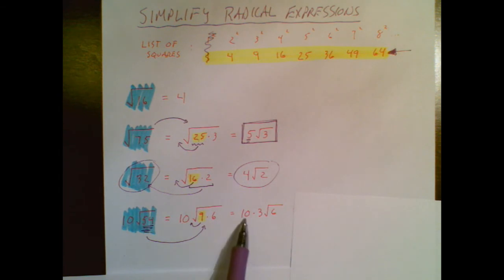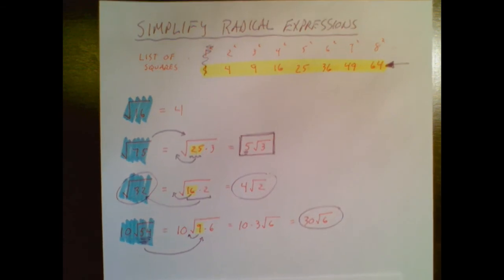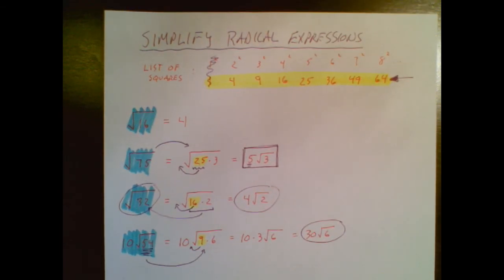Remember that 10? It just sits there. When the 3 comes to the outside, the 10 and the 3 multiply, and we get 30 square roots of 6 for a final answer. This is a reduced version of that. And that is simplifying radical expressions. In this case, we have no variable expressions, but you'll find out later on in your math life that you can put variables in there as well.